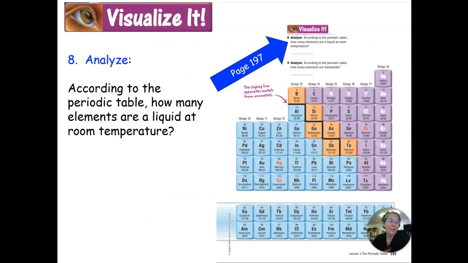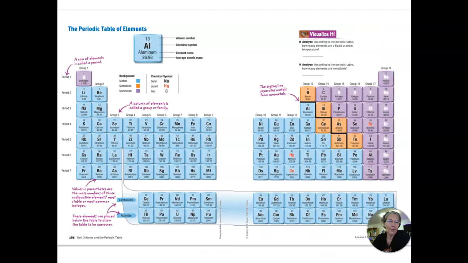Okay, question number 8. It wants you to analyze. According to the periodic table, how many elements are liquid at room temperature? So you're going to have to look at this full picture. So you might want to put 196 and 197 together and take a minute to, let's go back to that, investigate all this information that they put in here on the periodic table for you, and then answer that question.